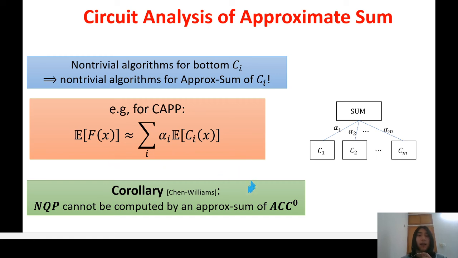And as we have a good algorithm for approximate sum of ACC0, by using a variant of the algorithmic method, Chen and Williams proved that NQP cannot be computed by approximate sum of ACC0. So the approximate sum of ACC0 is actually a good class. We have good algorithms and good lower bounds for them.